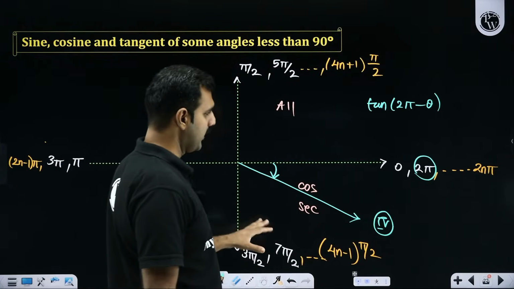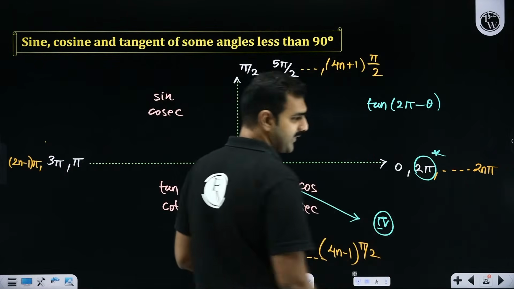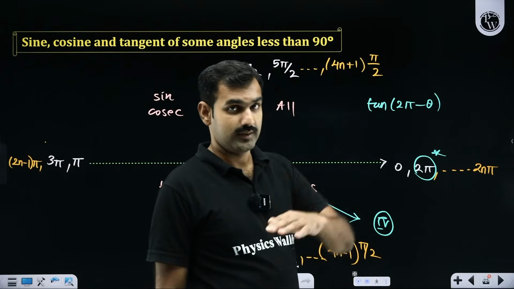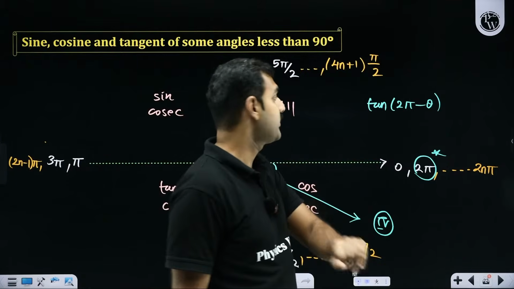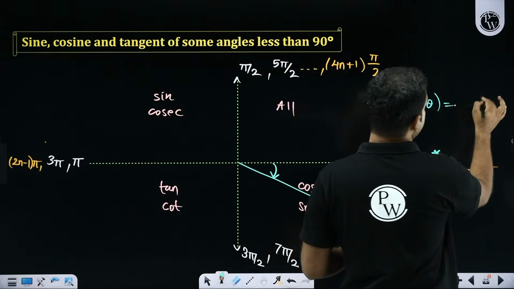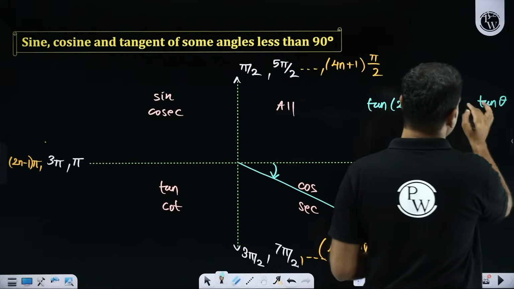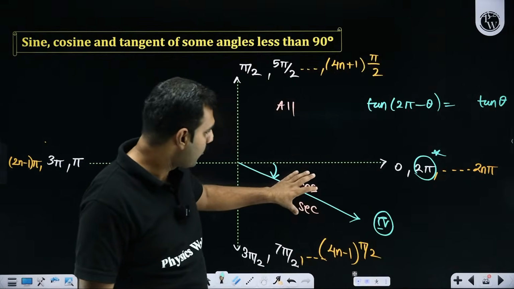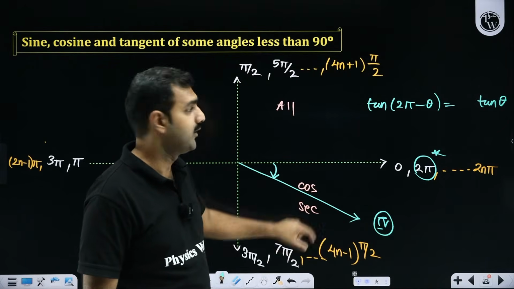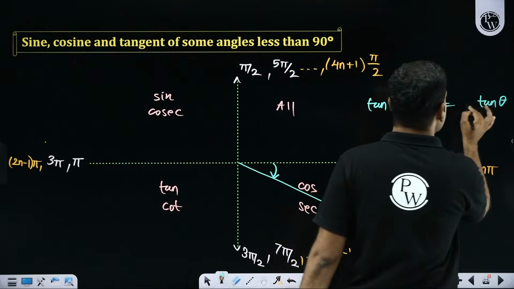In the fourth quadrant, first of all, 2π is found on the x-axis. So if you are moving from the x-axis, the ratio doesn't change. So it will be first of all tan θ. But what about the sign, plus or minus? In the fourth quadrant, cos and sec are positive. So tan will be negative.